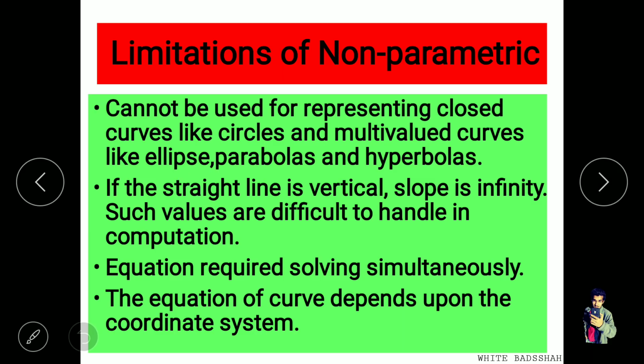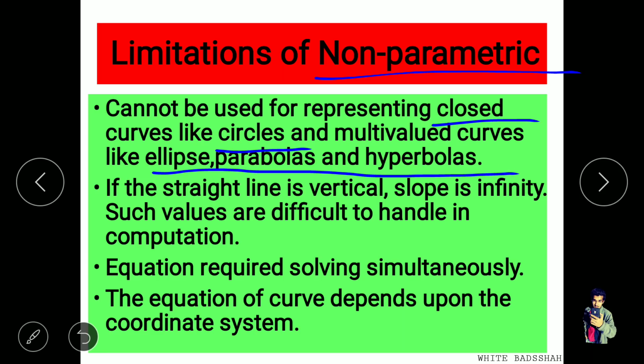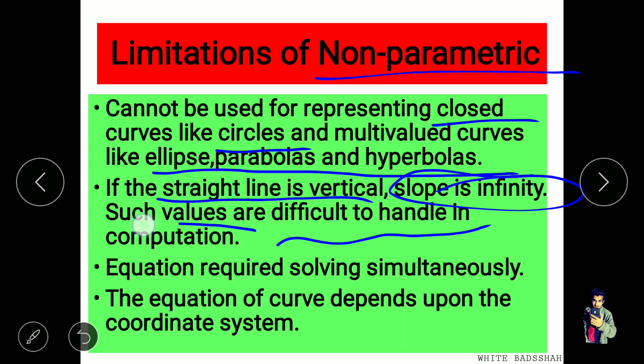Now let's see some limitations of the non-parametric equation or curve. It cannot be used for representing closed curves like circles and multi-valued curves like ellipses, parabolas and hyperbolas, because it is very difficult to equate all the equations for multi-valued curves. The second point: if the straight line is vertical, then the slope is infinity. Such values are difficult to handle in computation, so it is very difficult to calculate the computation of a vertical line.